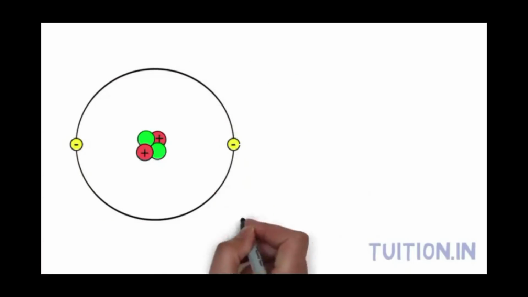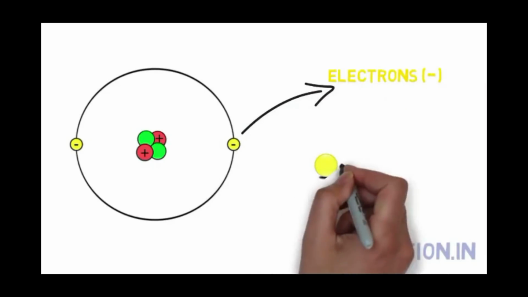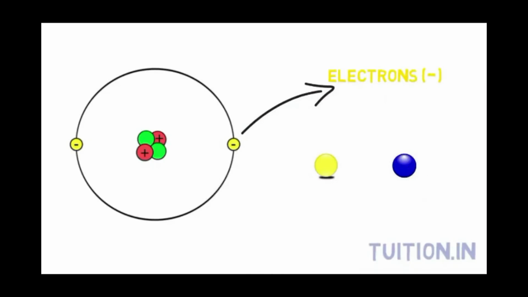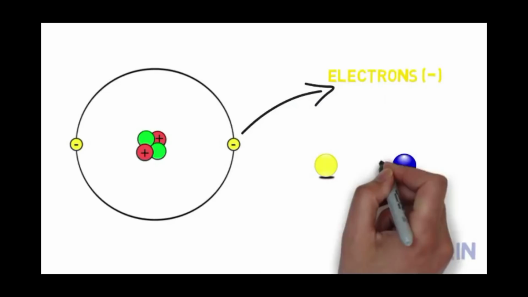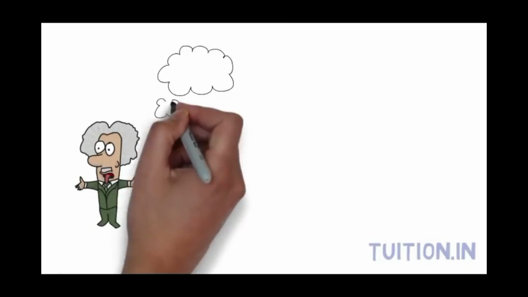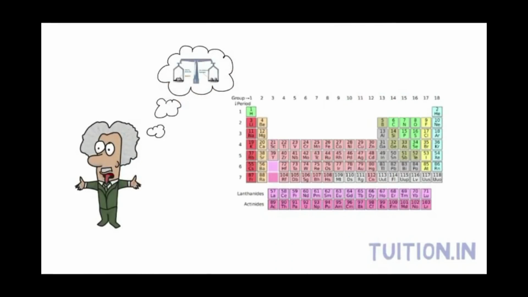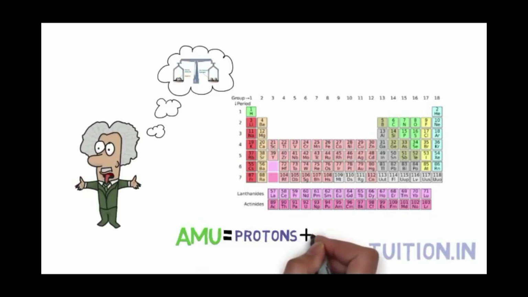Revolving around the nucleus, like the planets around the sun, are the negatively charged particles called electrons. Electrons and protons attract each other. Usually, they are equal in number. Scientists assign a number to each element based on the number of protons in it, and a unit called AMU, or the atomic mass unit, which is the sum of protons and neutrons present in the nucleus.